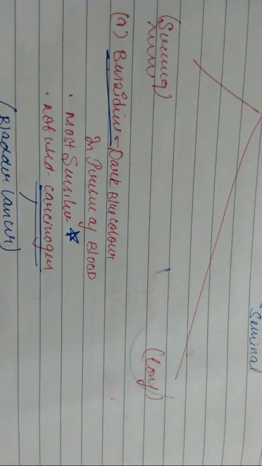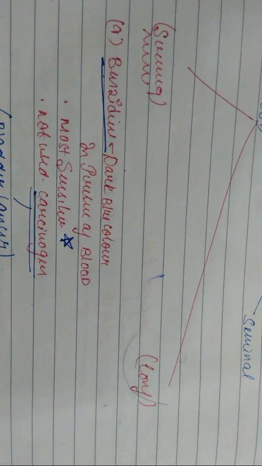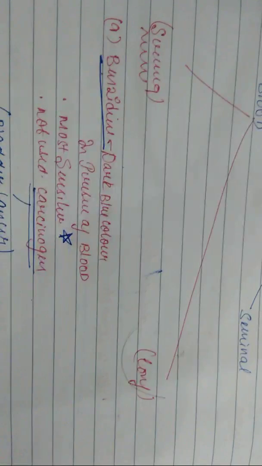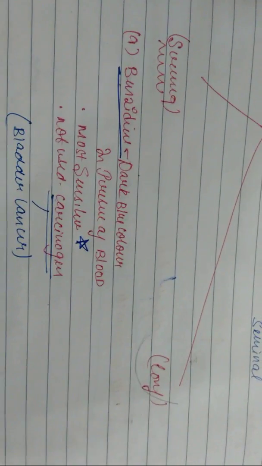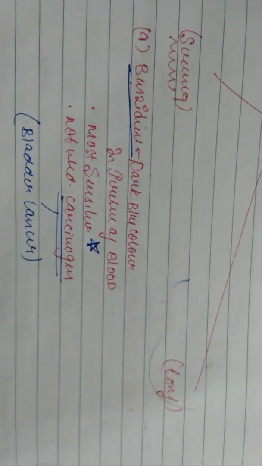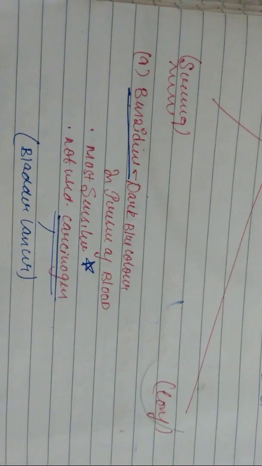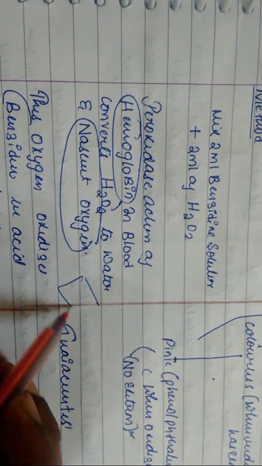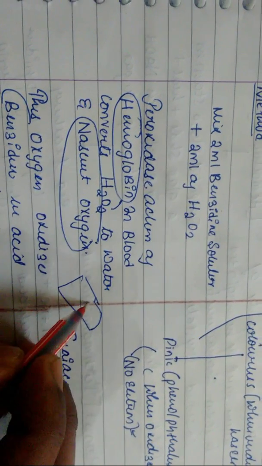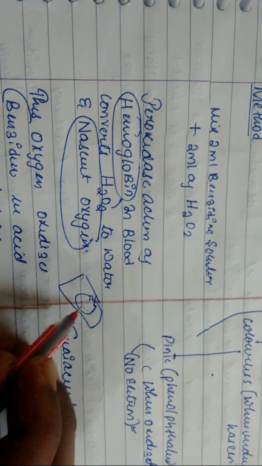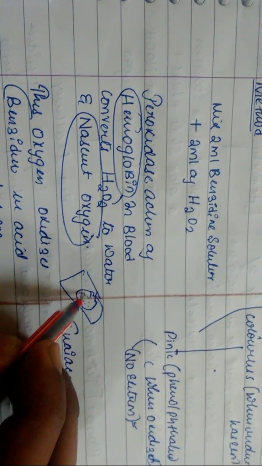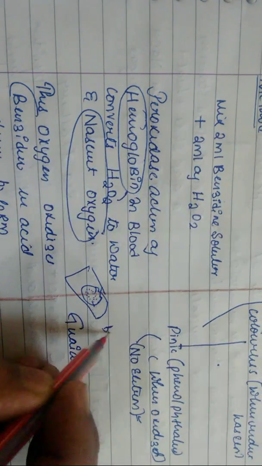It is the Benzidine test. Let me read what's written first. It's written: a dark blue color in presence of blood, most sensitive, but not used because of carcinogen. It causes bladder cancer. So what is he trying to tell here? Let me take the stain, say this is a slide, or any place which has a stain here.